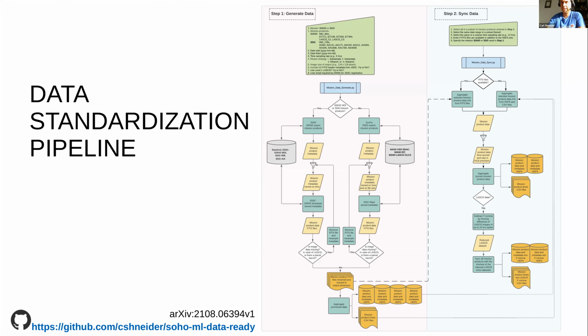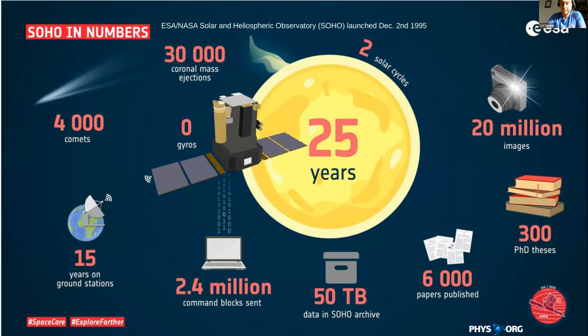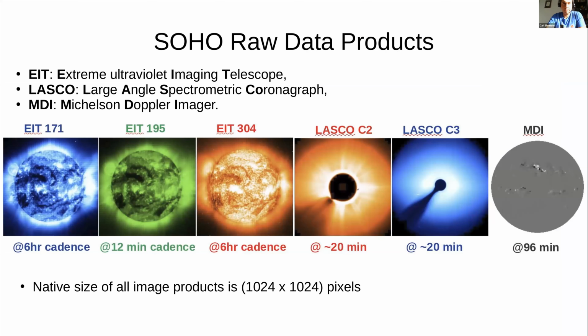SOHO has a very long baseline, 25 years in running, and really very many images. Here it says 50 terabytes of data in the SOHO archive. I recall a figure when I first started of around 600,000 images that I was looking at initially before pre-processing. And this is how the products look, ideally. These are the complete images.